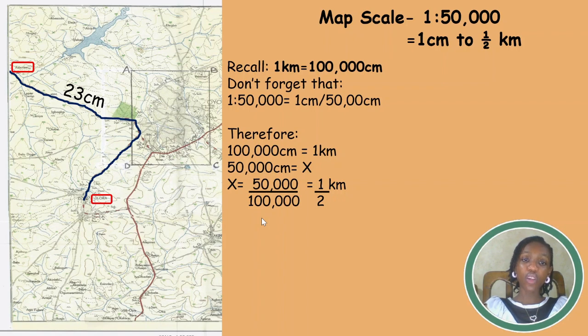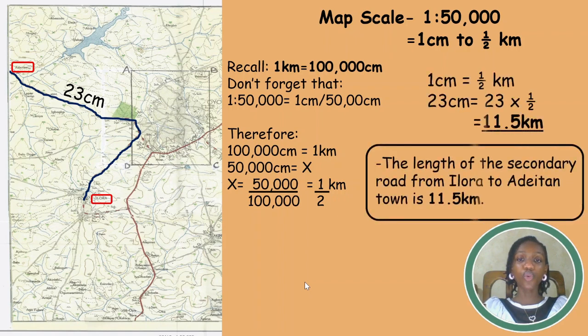So therefore, 100,000 centimeters is equal to 1 kilometer, and so 50,000 centimeters will be equal to what? When we calculate the value of x, we get half a kilometer. That's how we arrived at the statement scale that 1 centimeter is the same as half a kilometer. But if you are still a bit confused on this, you can rewatch this part, and you can also watch our map scale video where we talked about different conversions and practiced lots of questions. And now converting our 23 centimeters on the map to ground distance will give us 11.5 kilometers.